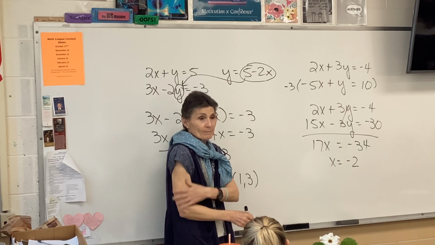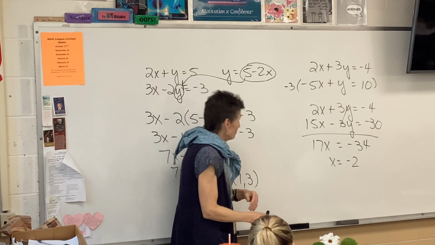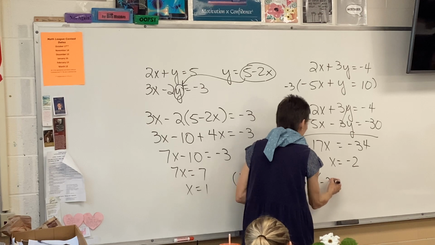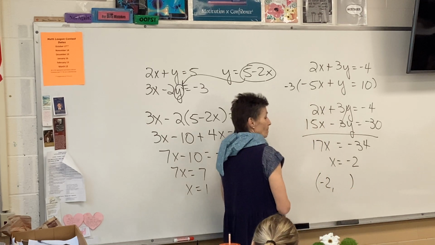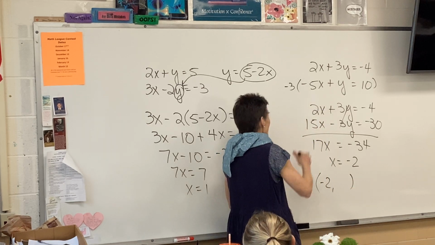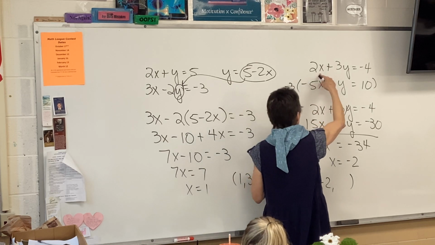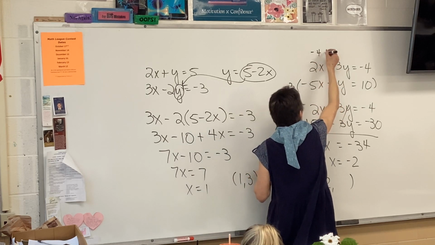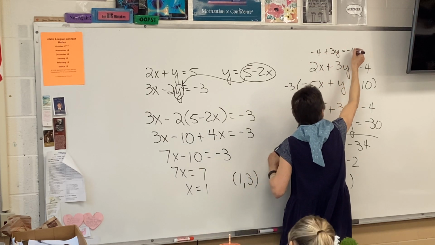Then what? And plug that into... Plug it back in. So x is negative 2. Go back up, put it somewhere. I'll just put it in here. So negative 4 plus 3y equals negative 4.